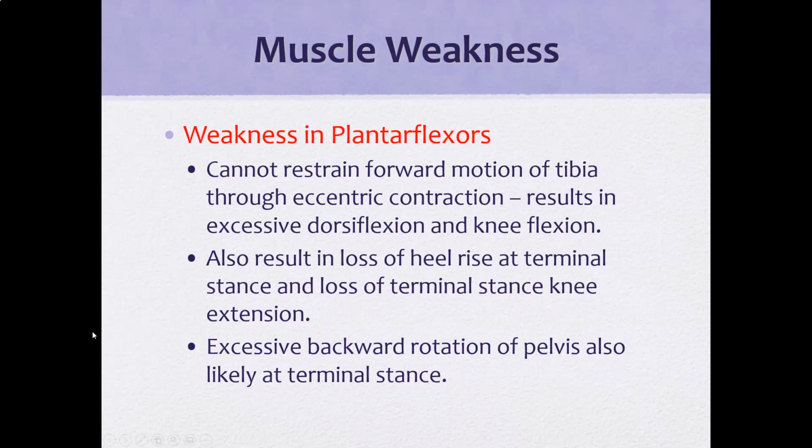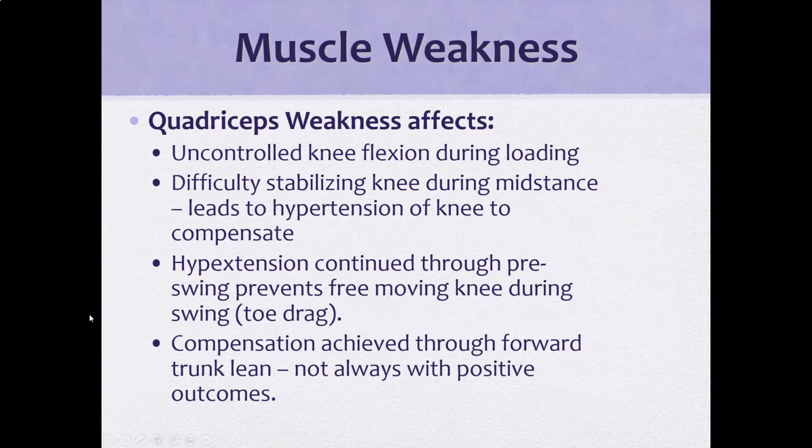All right, so now let's say they have a quadriceps weakness. So we looked at plantar flexion weakness, right? Now what if they have a quad weakness? Well, they're going to have uncontrolled knee flexion during loading. So difficulty stabilizing the knee during mid-stance. So they'll hyperextend the knee to lock out that knee so that they don't fall. And that hyperextension continued through pre-swing prevents a free moving knee during swing, causing toe drag. So compensation is achieved through forward trunk lean, not always with positive outcomes. So their center of mass may change.